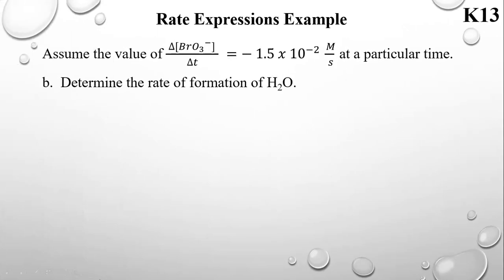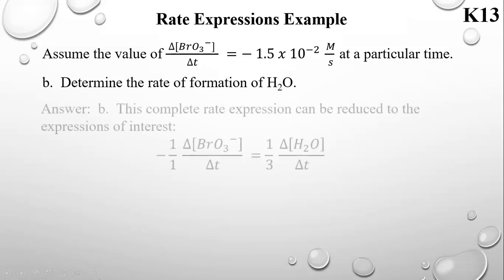Alright, so let's actually do a problem and see where this is used. This helps us to understand how the rate of one of the products or reactants will change given a certain amount of change of one of the other products or reactants. So assume that the value of delta BrO3 over delta T equals -1.5 times 10 to the -2 molar per second. Again, that's what rate is expressed in. It's molarity. How much is the molarity changing each second? Determine the rate of formation of H2O.